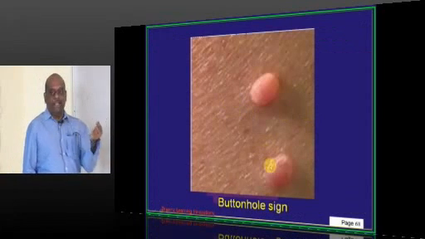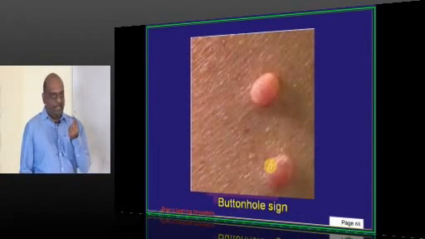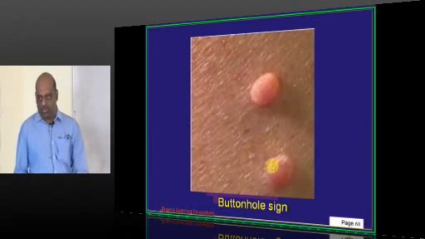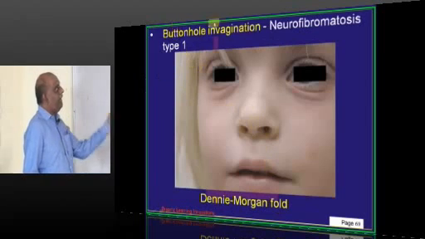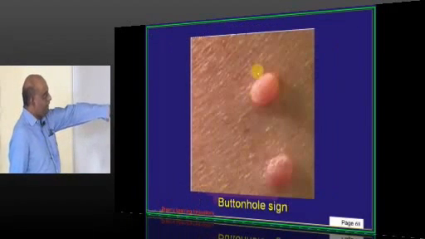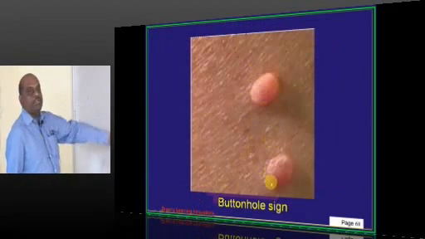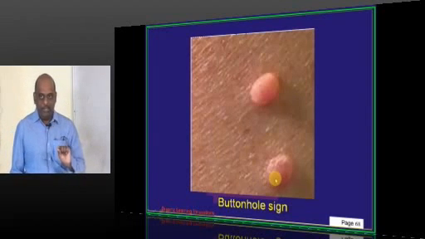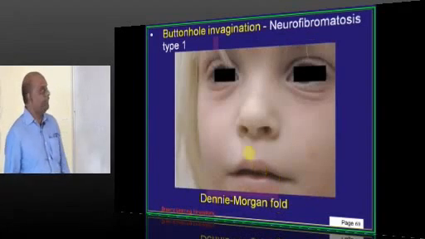Then buttonhole sign. The lesion looks like a button through the buttonhole. Through buttonhole invagination is a feature which you see in neurofibromatosis type 1. The lesions look like a buttonhole, a button coming out of a buttonhole.